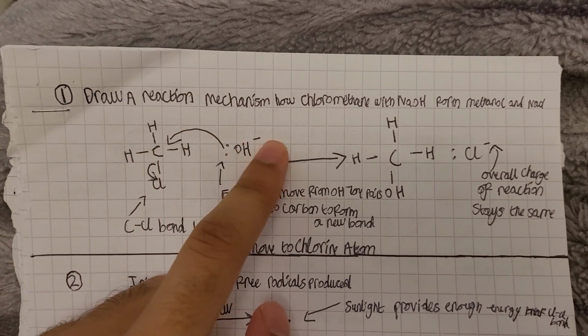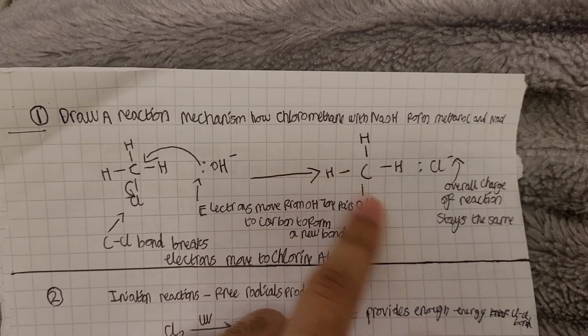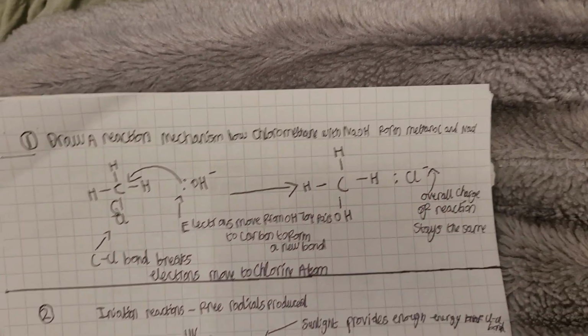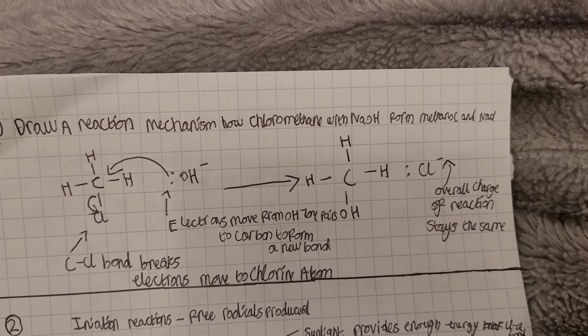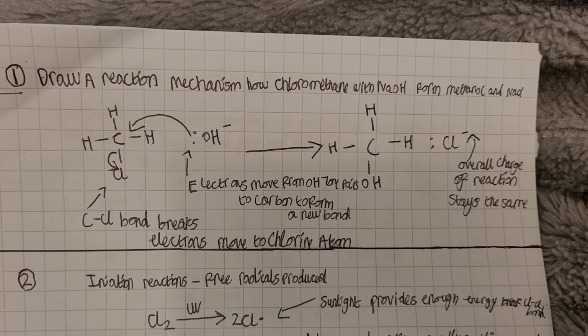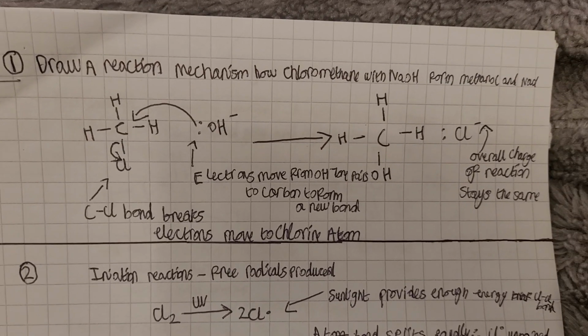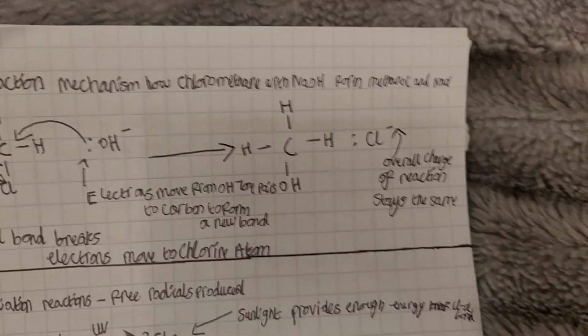So in this case, OH minus with lone pairs of electrons attacks carbon, the C-Cl bond breaks, and it's just being replaced, and Cl minus leaves with the lone pair of electrons, and this is nucleophilic substitution, obviously. So the C-Cl bond breaks, electrons move from the OH minus lone pairs to carbon to form a new bond. Electrons move to the chlorine atom, and the overall charge of the reaction stays the same.